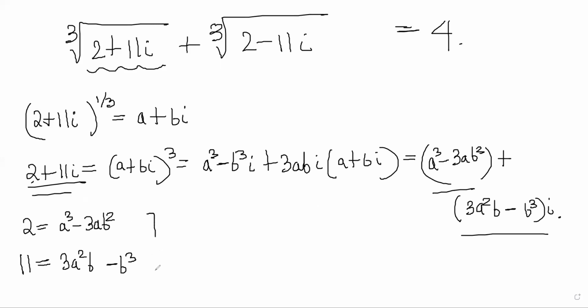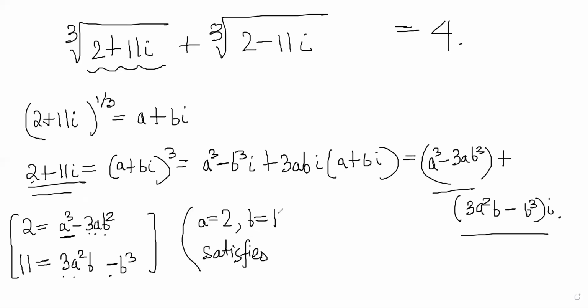Now there is a simple solution to this set of equations. You can see a is equal to 2 and b is equal to 1 satisfies. You can check that: 8 minus 3 into 2, 6 into 1, so that is satisfying. And 3 into 4, 12 minus 1, so that is also satisfying. So 2 and 1 satisfies. Therefore the cube root of 2 plus 11i is basically 2 plus i, right?